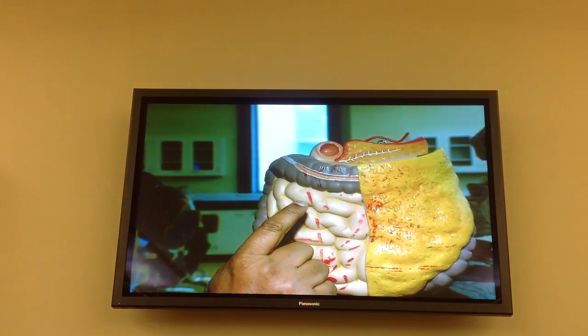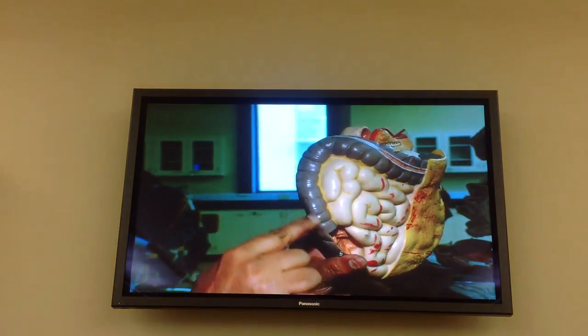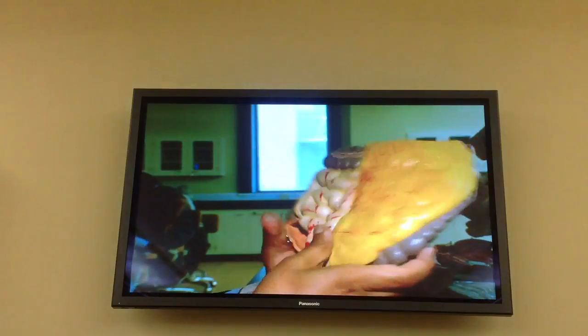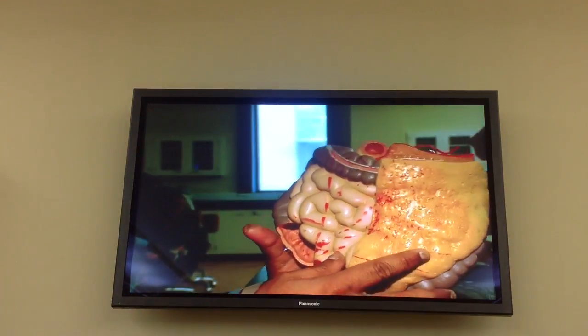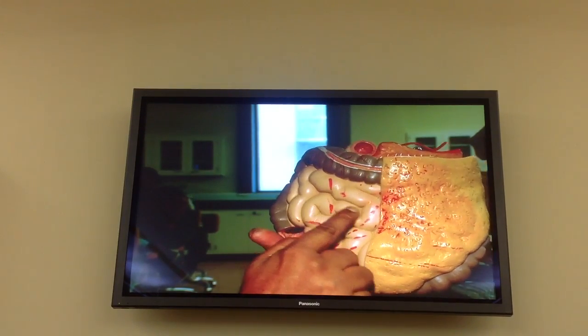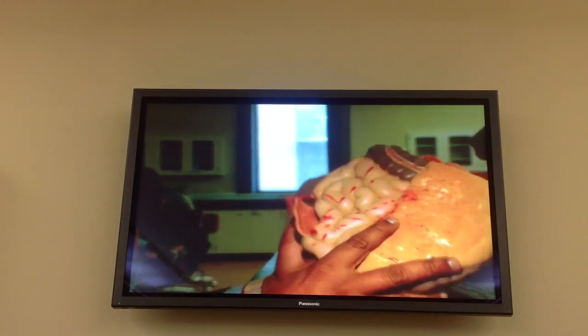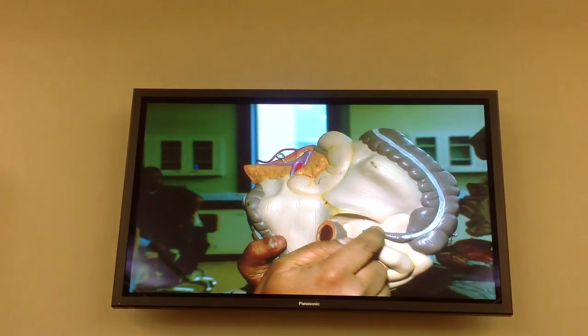Sure, colon. Very nice. Okay. What is this? Very nice. What is this? Good. What is this? Small intestine. Okay. What is this? Appendix.